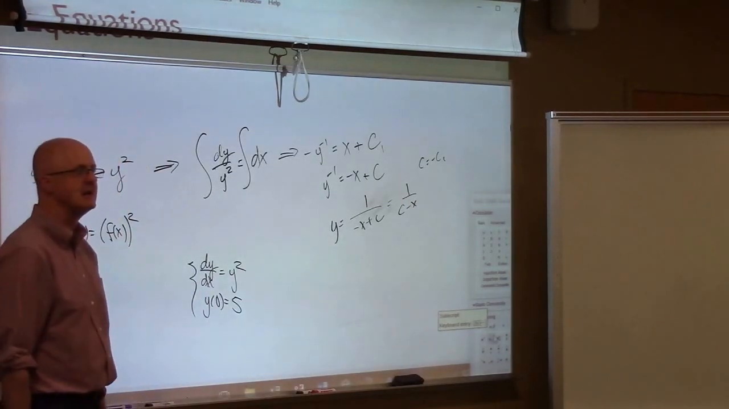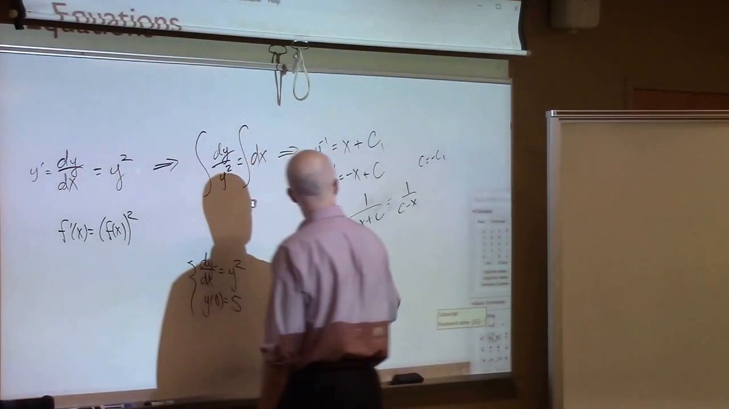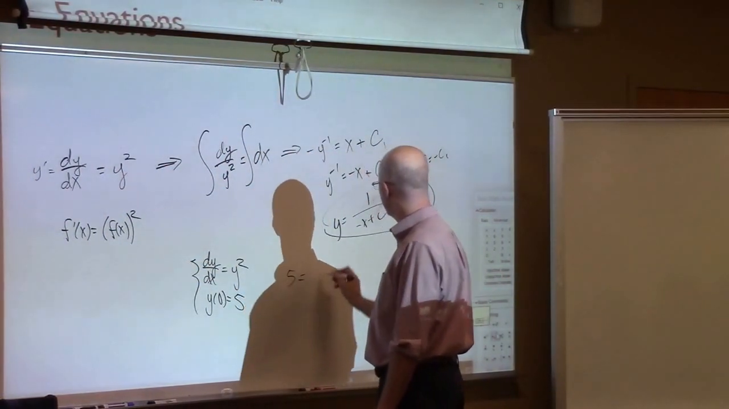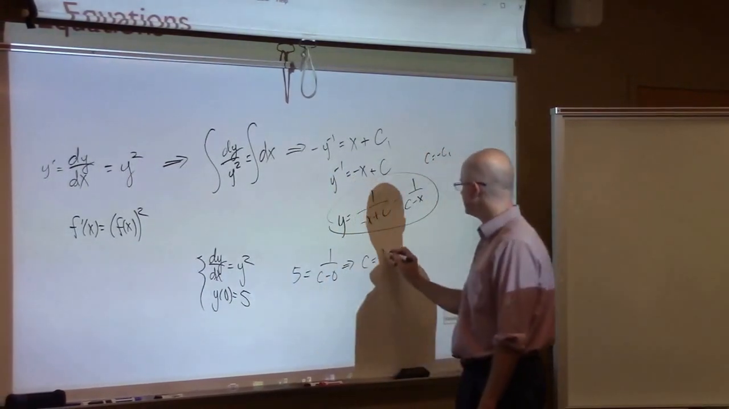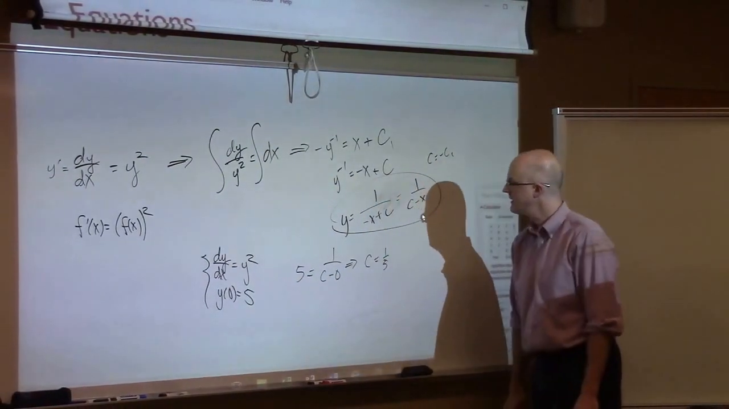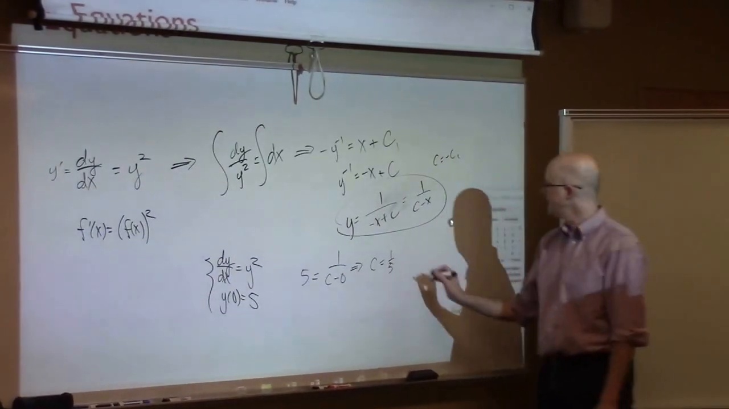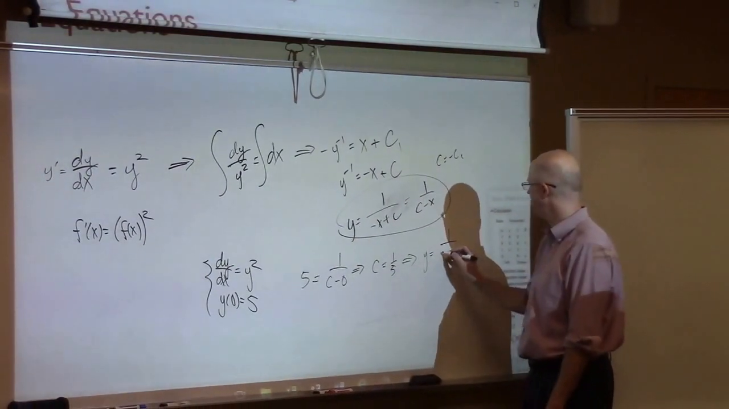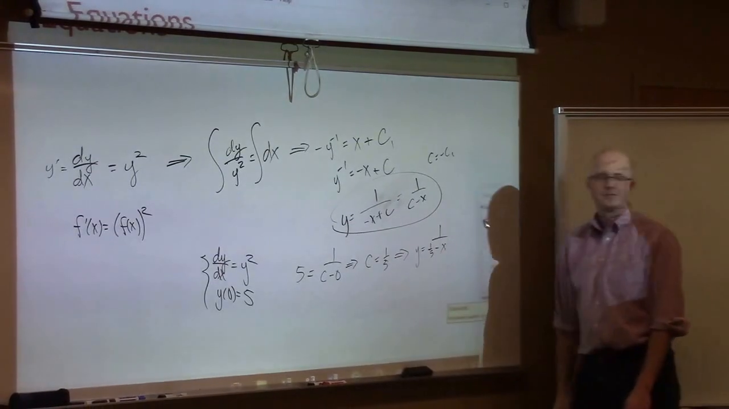Once again, you can figure out the value of C that'll make that work. Take your general solution, plug in y equals 5 when x is 0. That'll mean 5 will equal 1 over C, so C will be 1/5. So your unique solution to the initial value problem can be written as y equals 1 over 1/5 minus x.